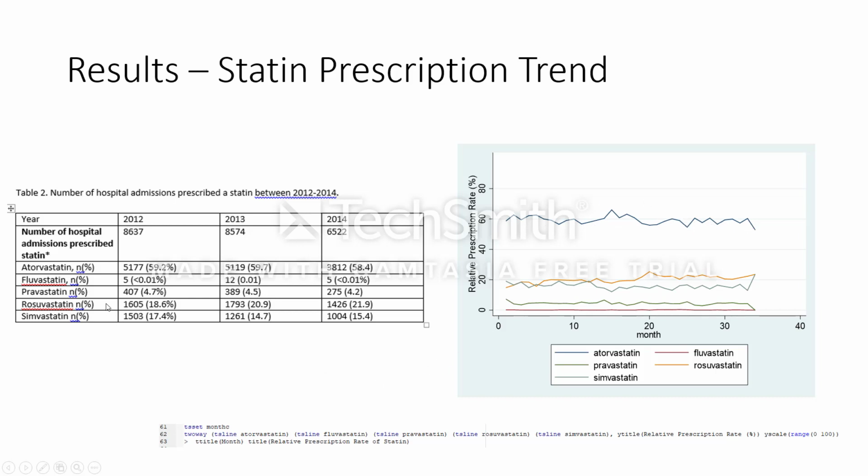This is followed by rosuvastatin, and then simvastatin. Fluvastatin and pravastatin are quite low, quite rarely prescribed, as you can see from the numbers. And this is the coding I used to make this graph on Stata.